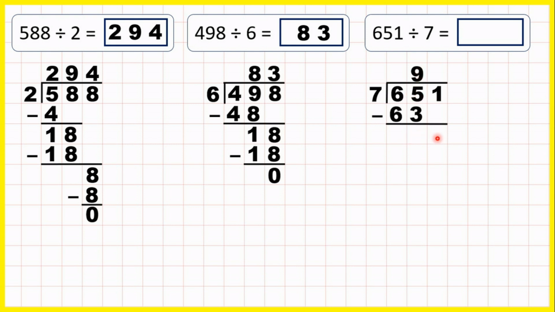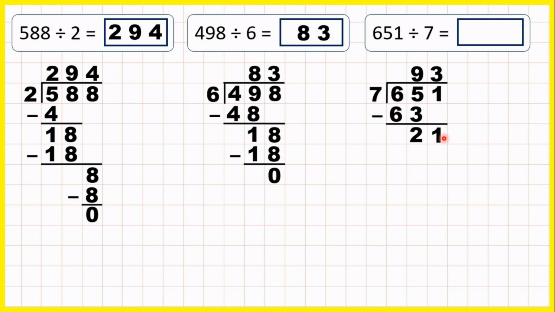So now we subtract and bring down. 65 minus 63 is 2, and we can bring down our last digit, the 1, so we have 21 divided by 7. Now 21 is in the 7 times table. 3 times 7 is 21, and because that was our last digit, we can just write the 3 in our answer straight away, because 3 times 7 is exactly 21.